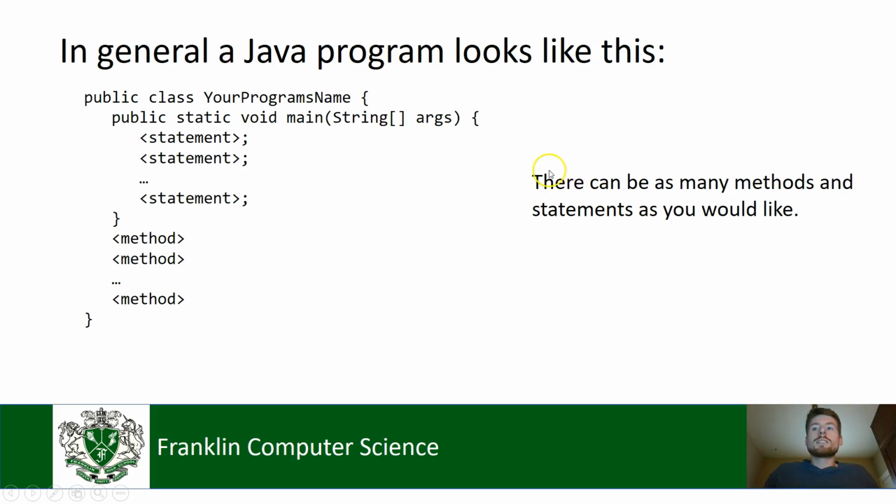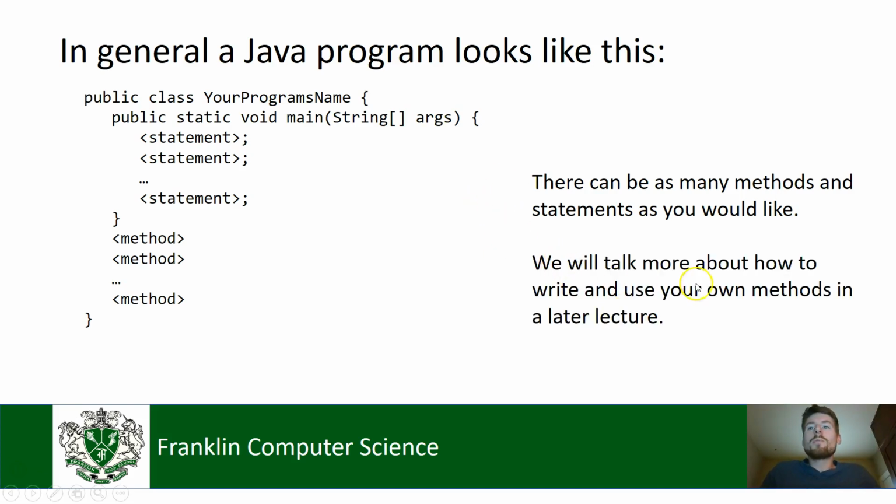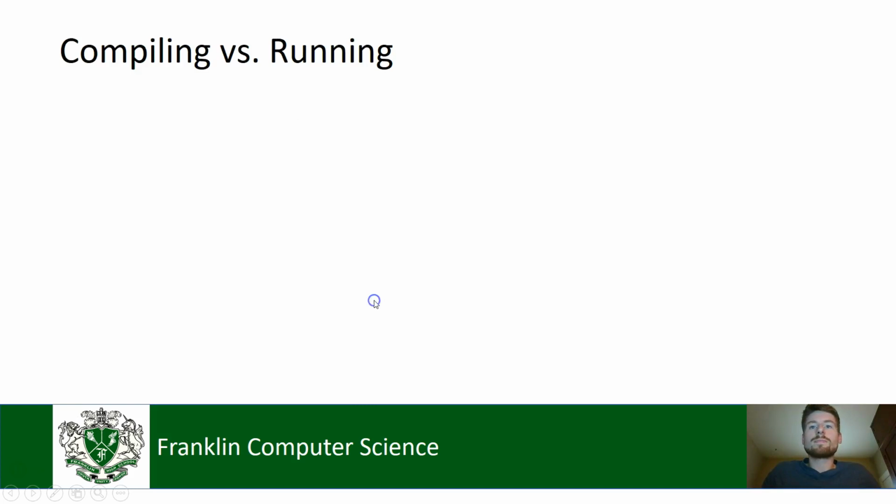Okay, so as I said, there can be as many methods and statements as you would like, some finite number. I don't know what the biggest Java program is. You could have a very large .java file with lots and lots in it. We've never hit that in this class. We'll talk more about how you can write and use your own methods, which are these guys over here, in a later lecture. So don't worry too much about that, this is just how it's structured.